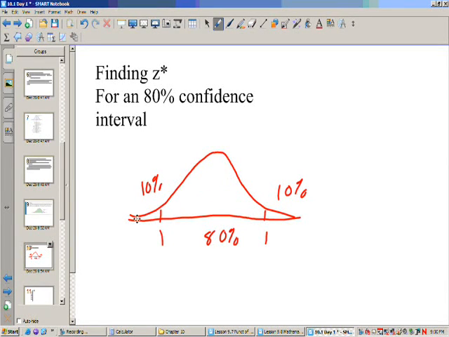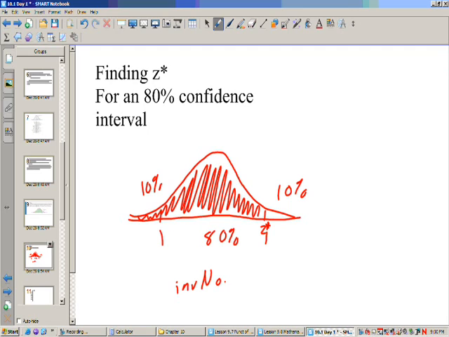So what we need to do is find the z-score over here. So we want our z-score on that end. So there's 90% of the data up to there. So we can do inverse norm of 0.9. And that should give us our z star. Now, for 80%, our z star should be 1.282.